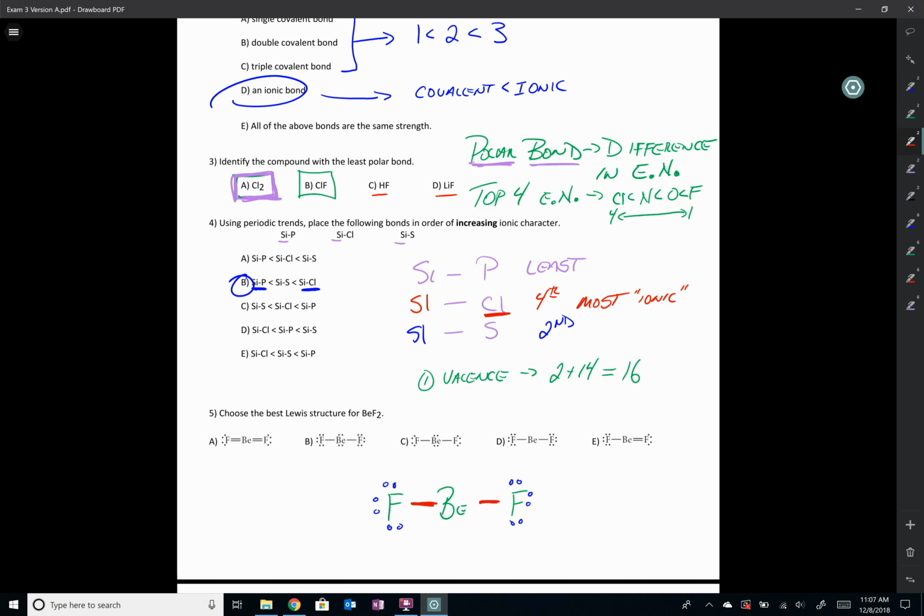You go through and check your formal charges. You can use the circle method, or you can use the formula method. Either way is just fine.